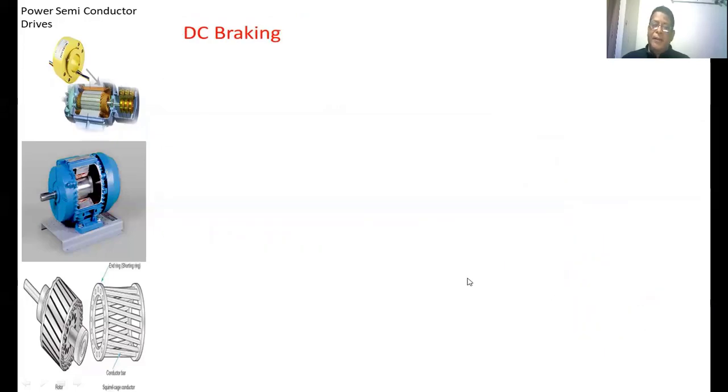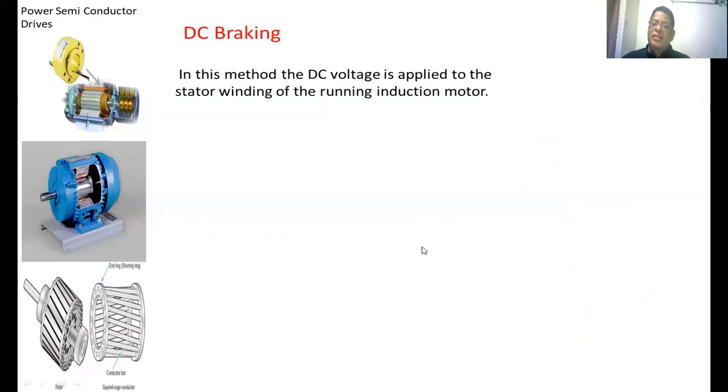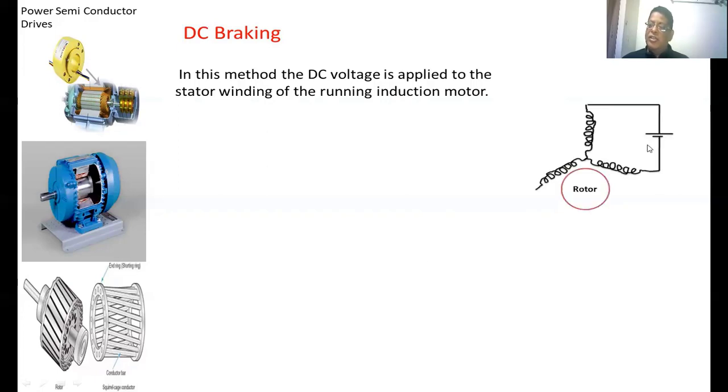Next, DC braking. In DC braking, a DC voltage is applied to the stator winding of a running induction motor. See, this is the DC voltage, this is the stator winding. You can apply the DC voltage to any two terminals, or you can combine the three stator windings and apply the DC voltage. Whenever you apply the DC voltage, a DC flux is created by the stator winding. The motor is already rotating, so due to electromagnetic induction, a voltage will be induced in the rotor. That voltage drives a current through the rotor. If you waste that power in the rotor circuit, then the speed of the motor will be decreased.